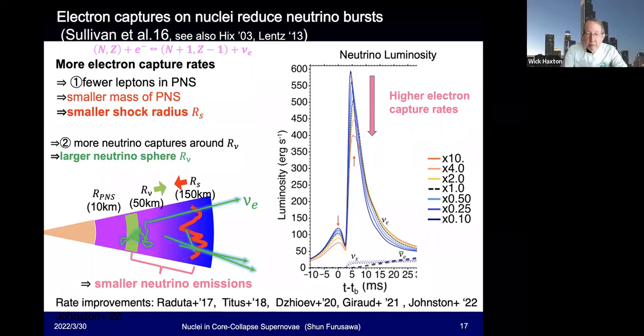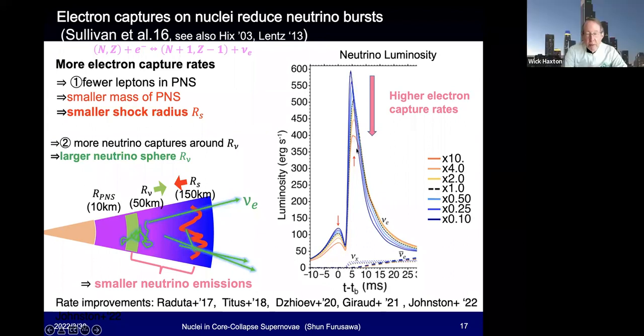Yeah, I understand that, but it looks to me like the graphs that you've actually shown there show both peaks going up and down, correlated. I would expect them to be anti-correlated. That is, the more transparent the star is prior to the core bounce, the weaker the deleptonization peak would be.